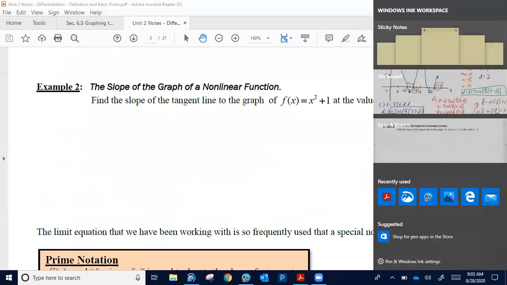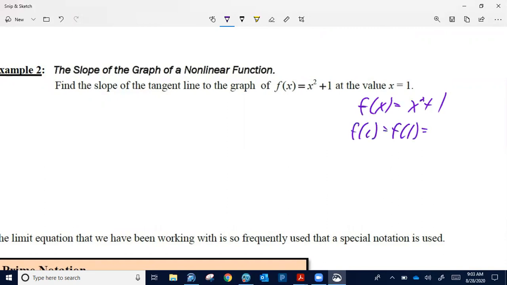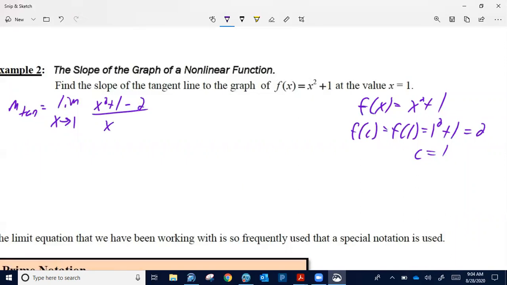So find the slope of the tangent line of f of x equals x squared plus 1 at the value x equals 1. This is not a line, that's a parabola. I want to know the slope at a single point. Well, again, f of x equals x squared plus 1. f of c is f of 1, so that's 1 squared plus 1, which equals 2, and c equals 1. The slope of the tangent line is the limit as x approaches 1 of f of x, which is x squared plus 1, minus f of c, which is 2, over x minus the c value, which is 1. If I clean this up, we're going to get x squared minus 1 over x minus 1.